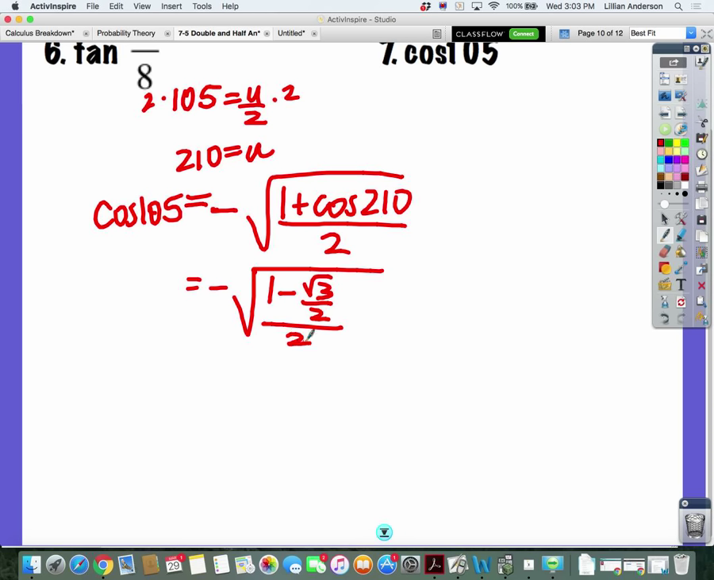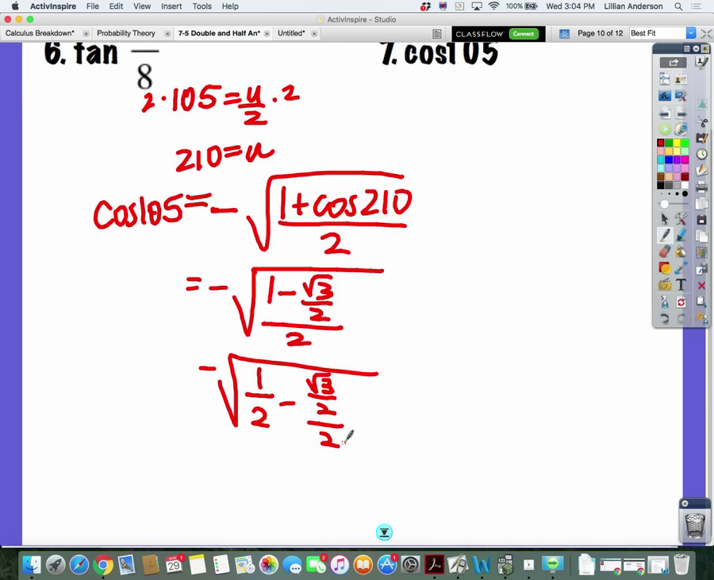We do have to simplify. Let's do it the way Ms. Casey did it. Another way you can simplify something like this is because this is two terms over one term, you can split it up. That's 1 over 2 minus the square root of 3 over 2, all over 2. This is another way to simplify this.